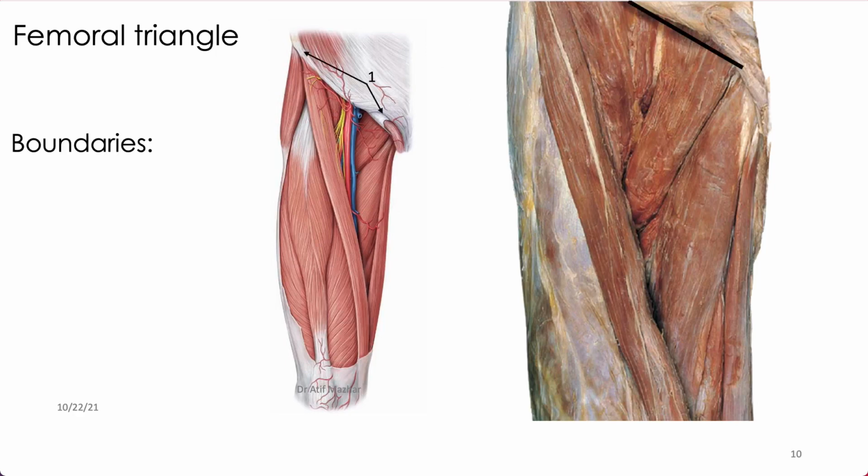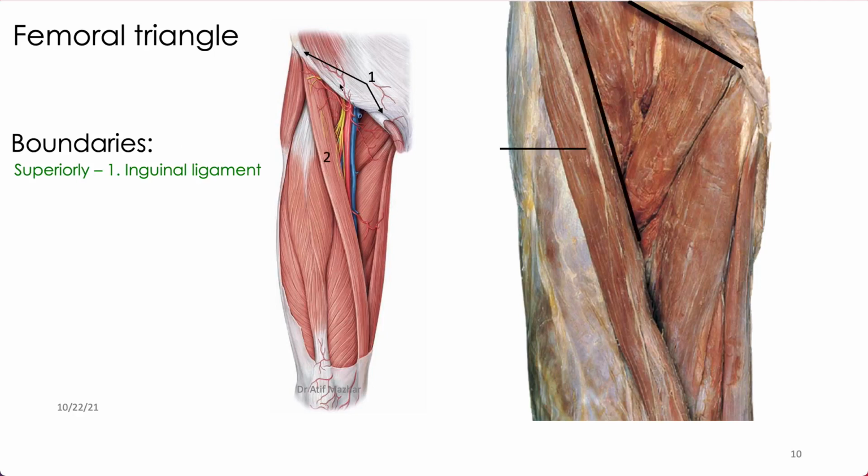Where is this triangle? You can see the upper boundary, number one. We have just talked about it. That's my inguinal ligament. The inguinal ligament is the lower free border of this muscle, the external oblique. It folds upon itself and is attached to the anterior superior iliac spine proximally, and distally to the pubic tubercle. And this inguinal ligament makes the base of my femoral triangle.